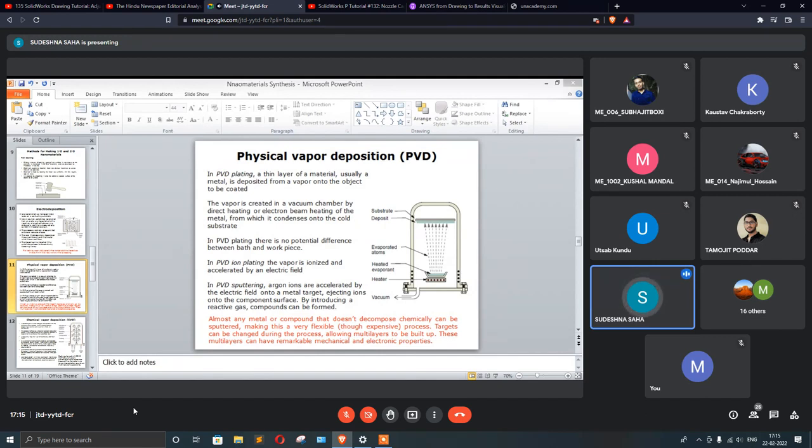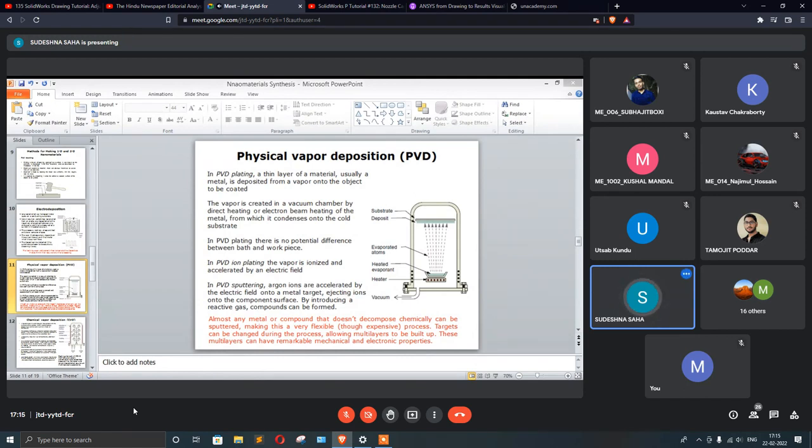Now, if you can remember, you can correlate it simply with when you take a hot shower. What will happen if you have a mirror inside your bathroom? There is a layer of condensing vapor that has been formed on the top of the mirror. You cannot see it. So that's the same thing that happens in this particular case.